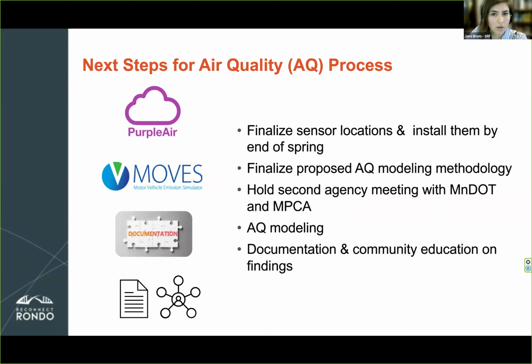Our next steps for the air quality process of this study are to determine the exact sensor locations throughout the Rondo neighborhood, and then install them by the end of spring. We're going to finalize our proposed air quality modeling methodology and then hold the second agency meeting with the Department of Transportation and the Pollution Control Agency. After that, we'll complete the air quality modeling for existing conditions, the future no build or the do nothing scenario, and the future build alternatives.